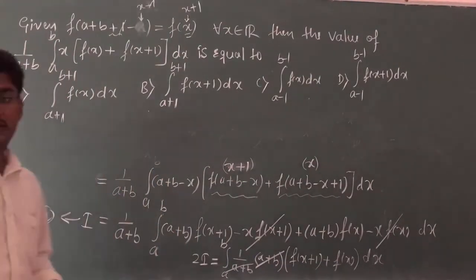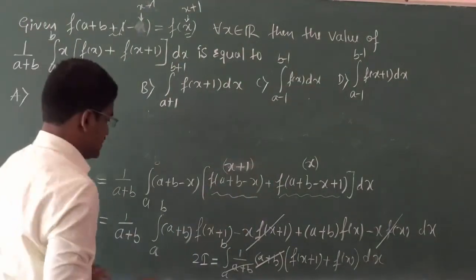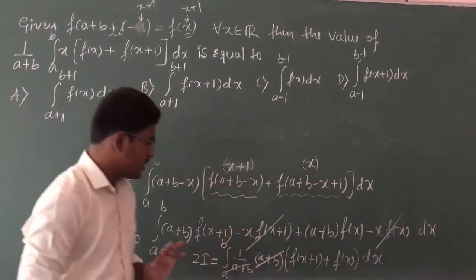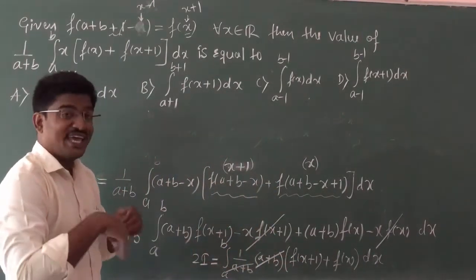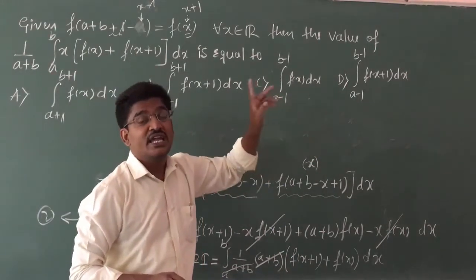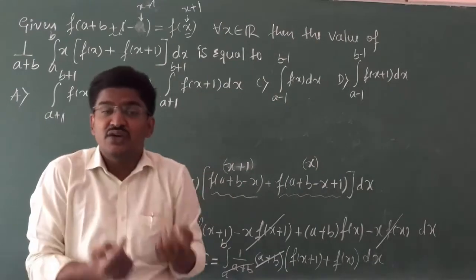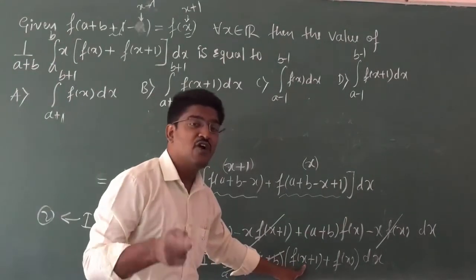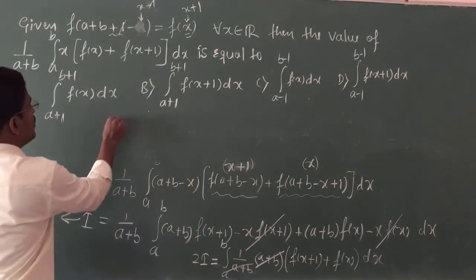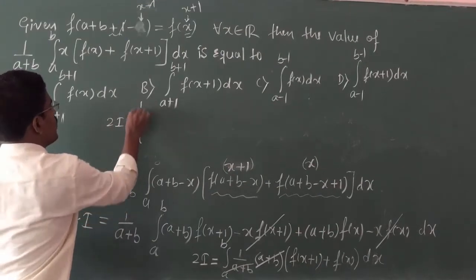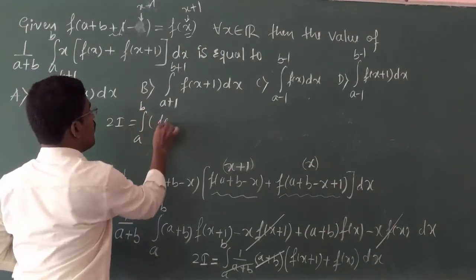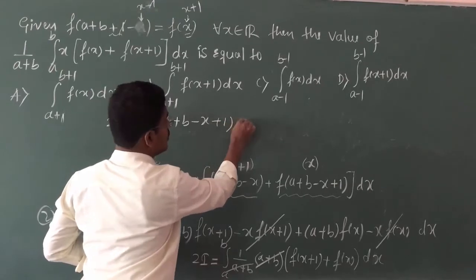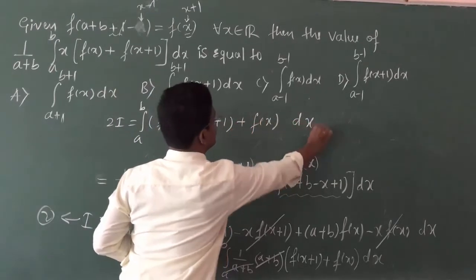Okay, further we shall. Now you can see here 2i equal to integration from a to b f of x plus 1 plus f of x dx. Clear? Okay. So again what I will do? Again I will apply the same property, that is integration from a to b f of x dx is equal to integration from a to b f of a plus b minus x. Clear? That means here I will write f of a plus b minus x. It will be 2i equal to integration from a to b f of a plus b minus x plus 1 plus f of x with respect to dx.